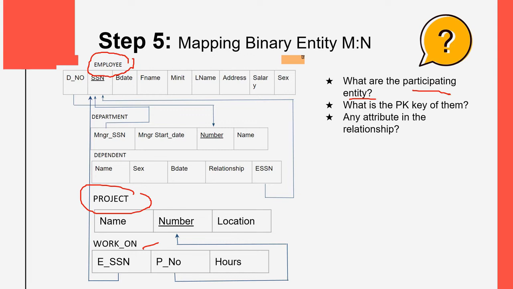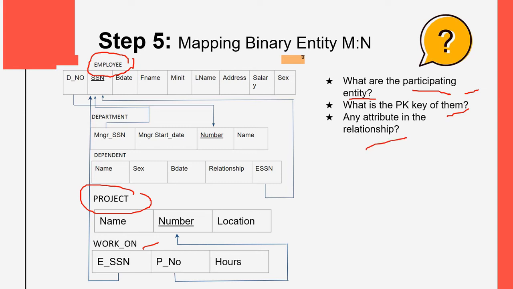Number. So for the foreign key, I create the P number, referring to the project number. So I put the relationship here, foreign key to the primary key here. So next, this one is done, this one is done. Any attribute in the relationship?